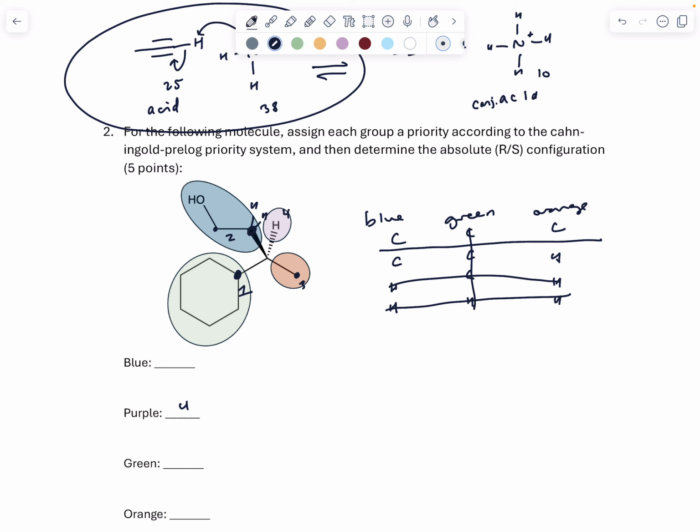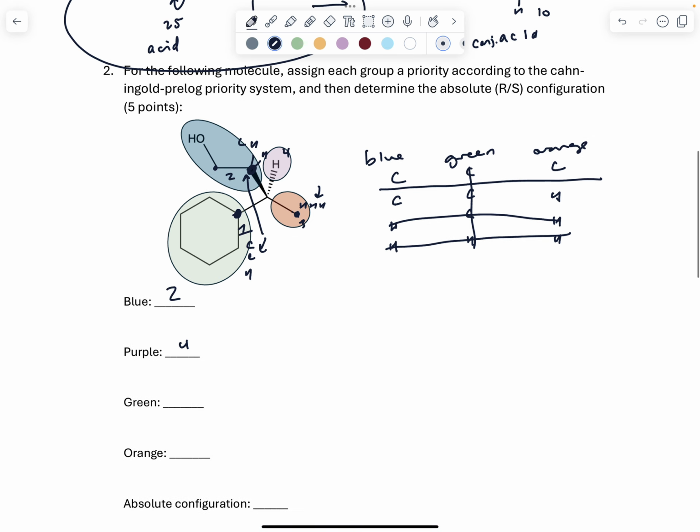So if you're looking at these, all 3 of these are carbons, and then this one has 3 hydrogens on it. This one has 2 hydrogens and a carbon, and this one has 2 carbons and a hydrogen. So 2 carbons is more than 1 carbon. 1 carbon is more than no carbon. So that's how I got blue to be priority 2.